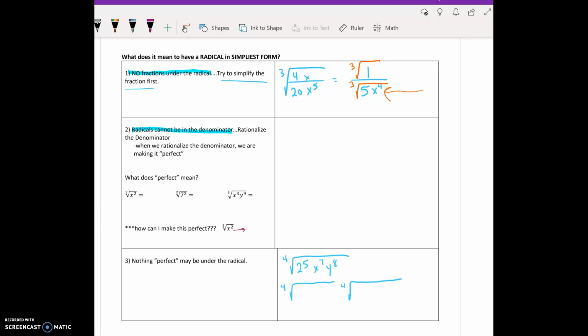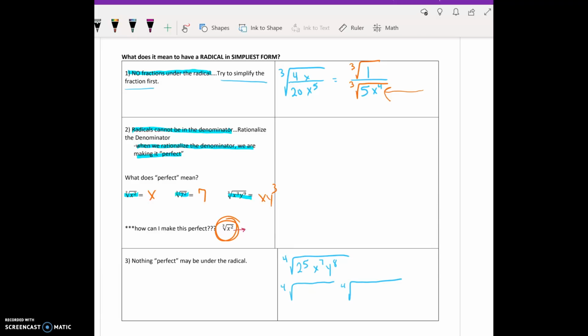So we're going to go about this process of fixing the denominator. This is known as rationalizing the denominator. When we rationalize the denominator, we're making it perfect. We have already talked about that the square root of x squared is x, and that the square root of 7 squared is 7. And then when we did these, we got x and y to the third. So what we're going to do is try to make something like this not perfect become perfect.